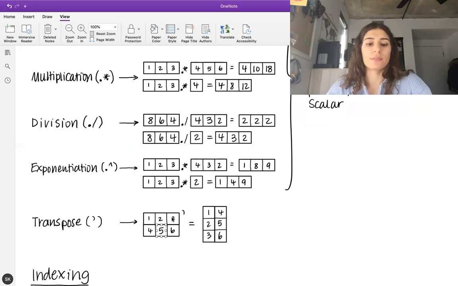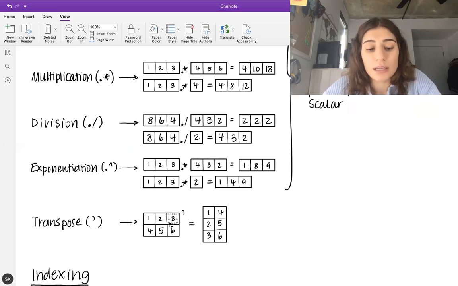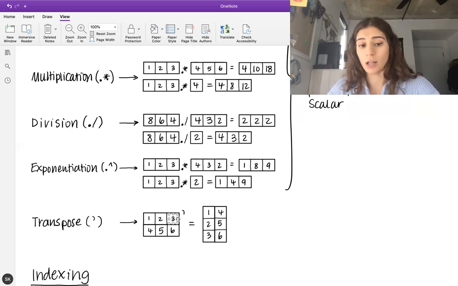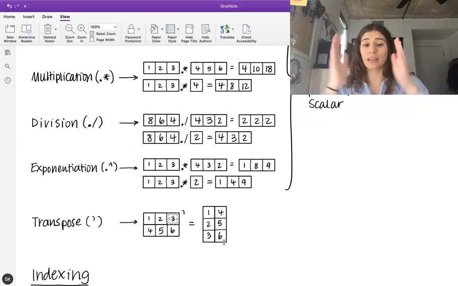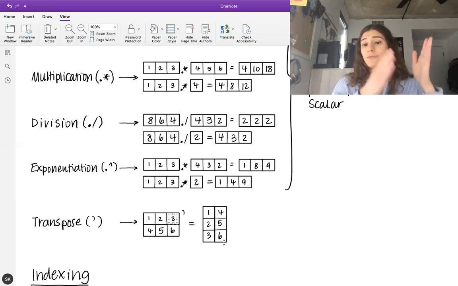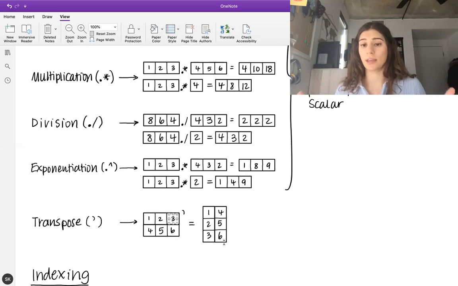Let's use a better example. Here we have this 3. Since it's in the first row, third column, it's going to be moved to the third row, first column. So basically, you're taking your first row, making it your first column, you're taking your first column, making it your first row, and so on.